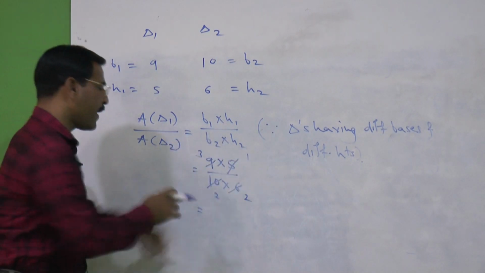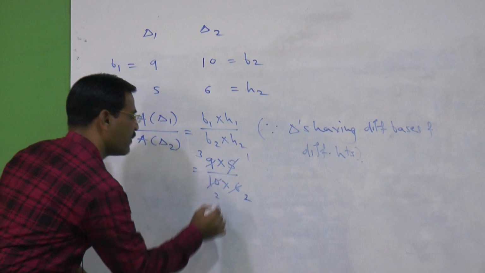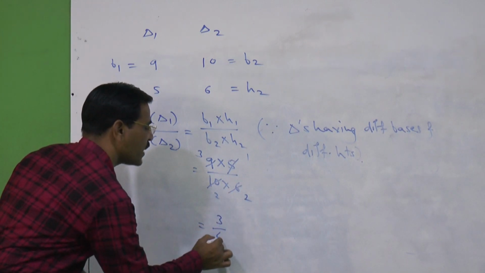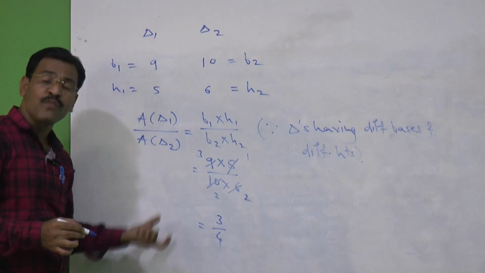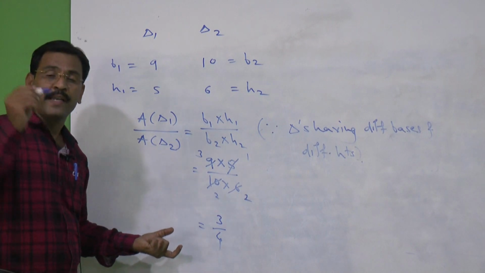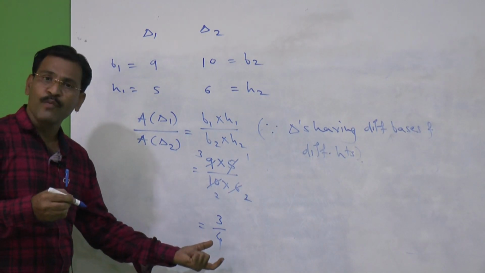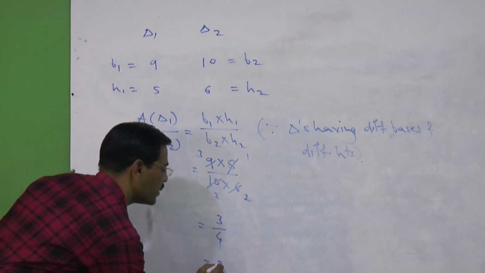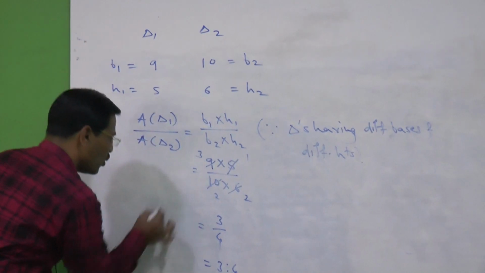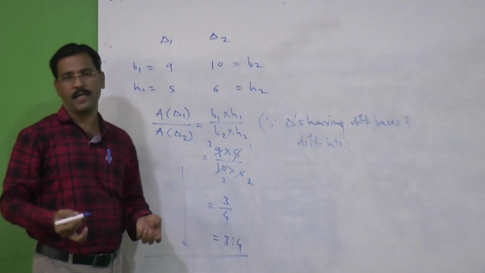See first, multiply the numerators. What do we get here? 3 ones are 3, and in the denominator 2 twos are 4. Therefore, the ratio of areas of these two triangles is 3 upon 4, or you may write 3 is to 4 also. Look how simple these are.